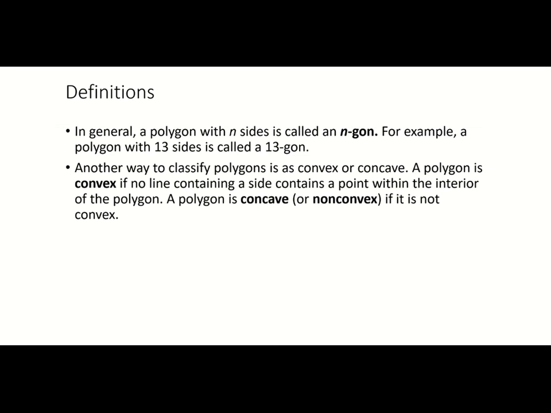All right, and then another way to classify polygons is if they are convex or concave. If a polygon is convex, then no line containing a side contains a point within the interior of the polygon. If a polygon is concave, it is not convex. And in the next slide, I'm going to show you some examples of concave and convex. We are always going to deal with convex polygons and not necessarily look at concave polygons.